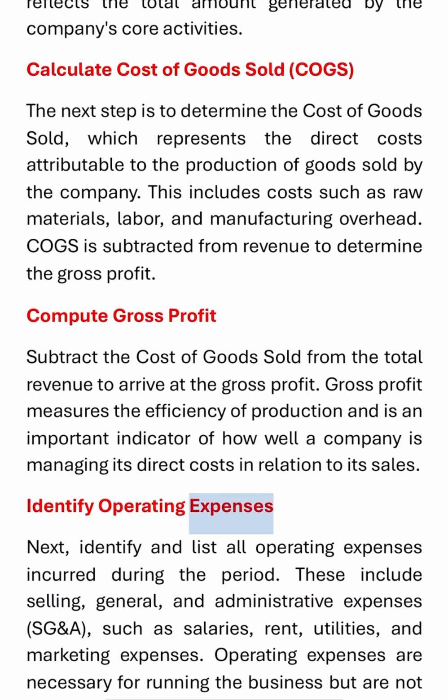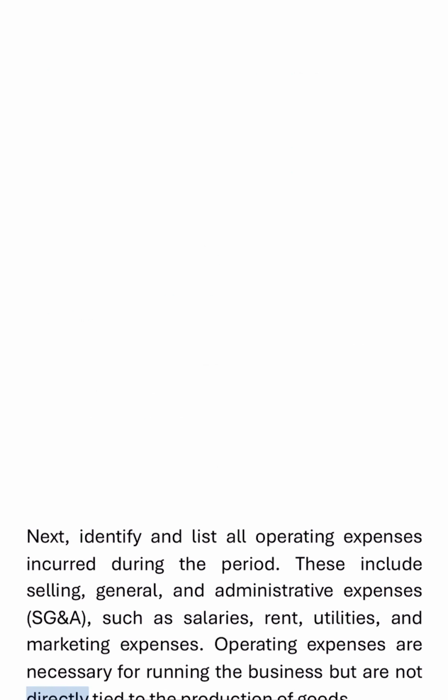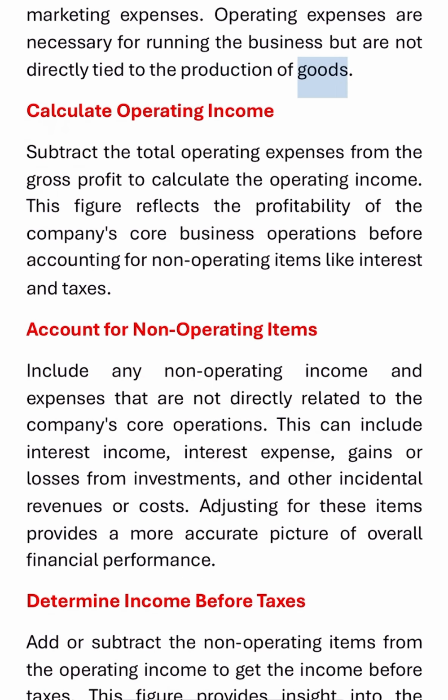Identify operating expenses. Next, identify and list all operating expenses incurred during the period. These include selling, general, and administrative expenses, SG&A, such as salaries, rent, utilities, and marketing expenses. Operating expenses are necessary for running the business, but are not directly tied to the production of goods.